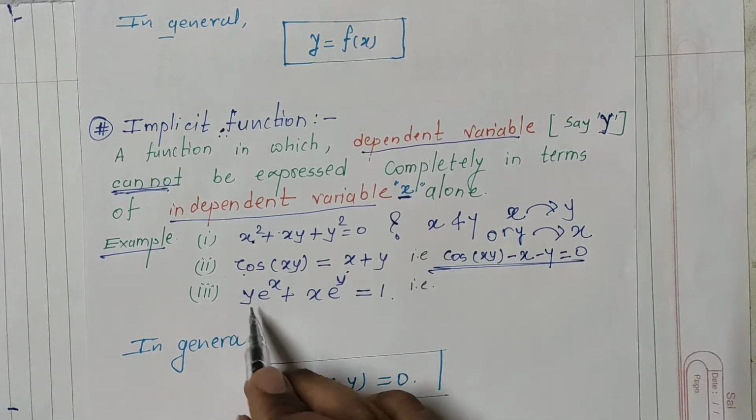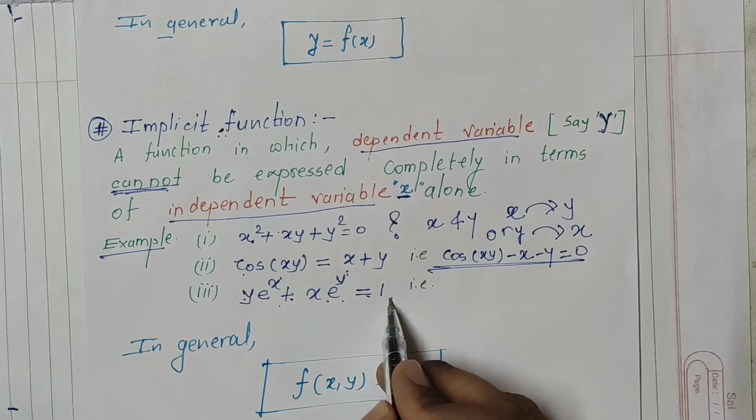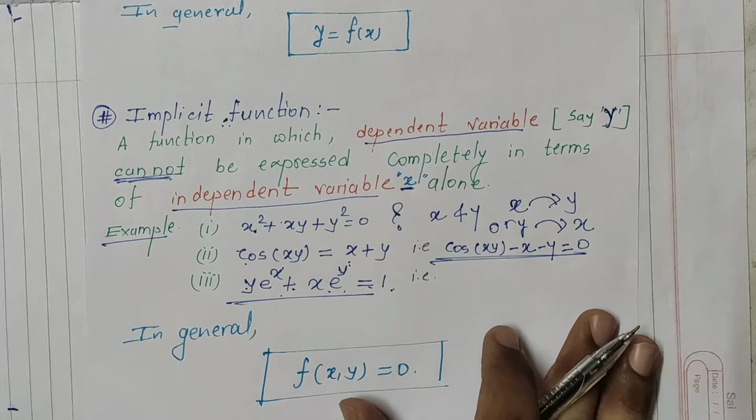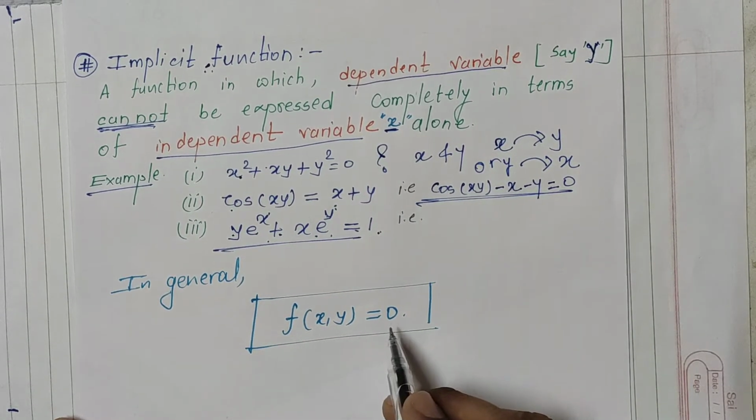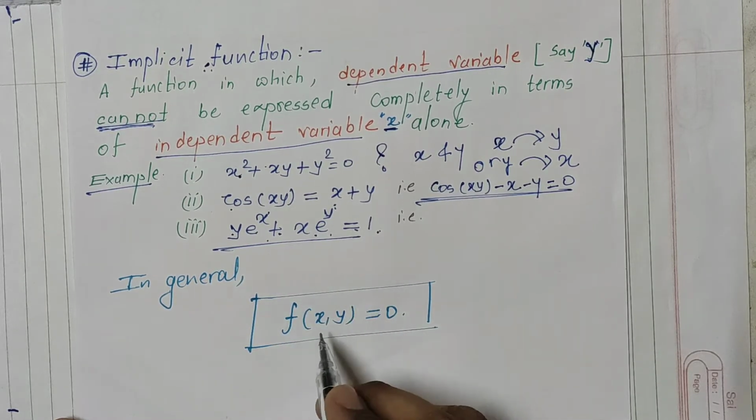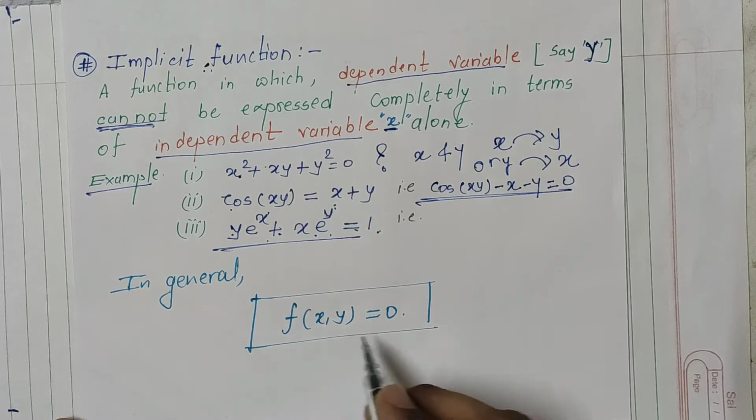And third example, y e raised to x plus x e raised to y is equal to 1. This example is also an implicit function. In general, it is denoted by f of xy is equal to 0. Why? Because this function is always a combined form of x and y. So therefore we write f of xy is equal to 0.